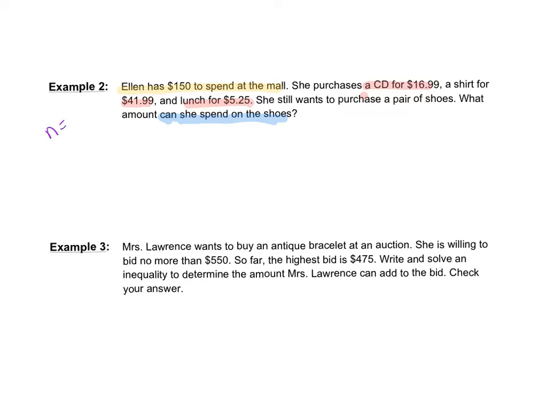N is the amount of money that she can spend, or that she can use on shoes. And we know that the amount of money she can spend at the store for shoes has to be, the total amount has to be less than or exactly equal to $150.